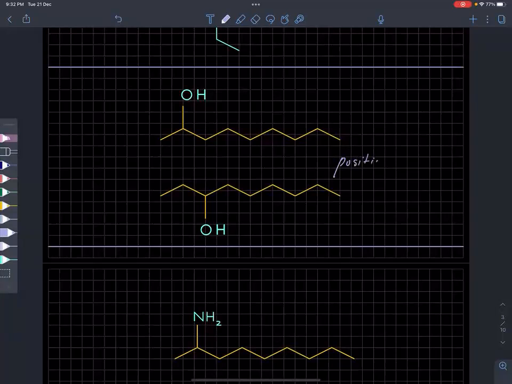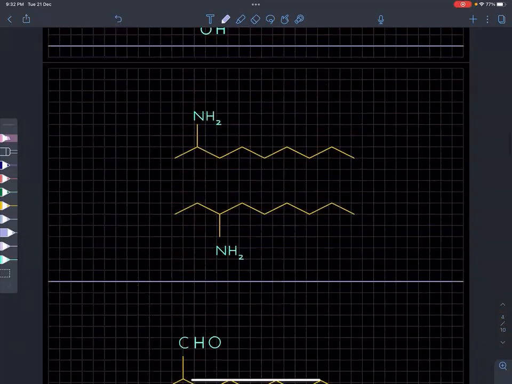What about these two? Positional isomers. These are positional because only the locant is changing. This is 1, 2, 3, 4, 5, 6, 7, 8 nonenol. This is 3 nonenol. Okay. What about these two? Positional isomers. These are again positional.